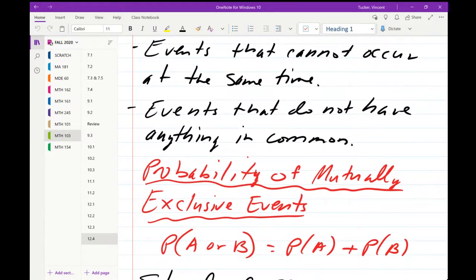The way we would calculate the probability of mutually exclusive events, where we want to know the probability of event A or B, is you would just find the probability of A and add it to the probability of B.